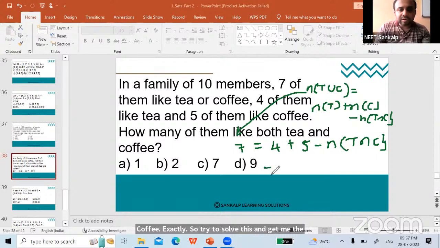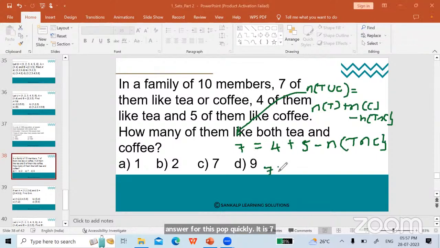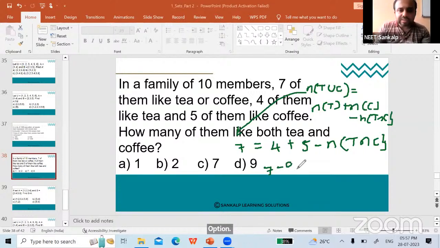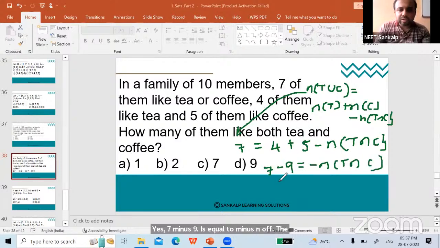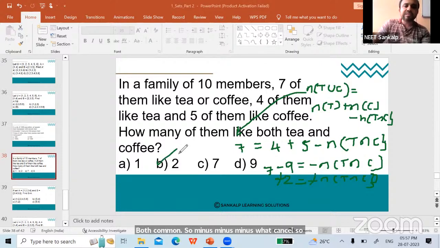It is 7. Option B, sir. Yes, 7 minus 9 is equal to minus N of T intersection C. So it is minus 2, equal to minus the common part. So minus minus got cancelled. So N is equal to 2, which means option B is the answer for this.